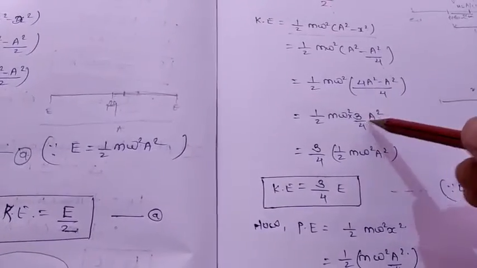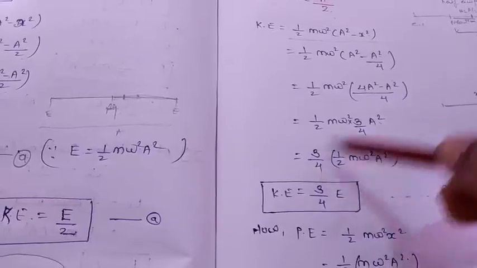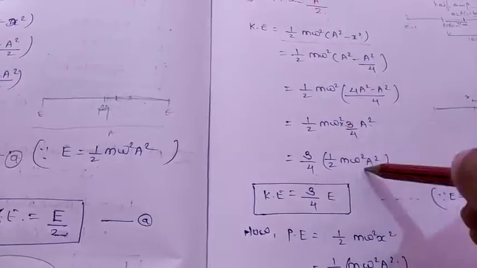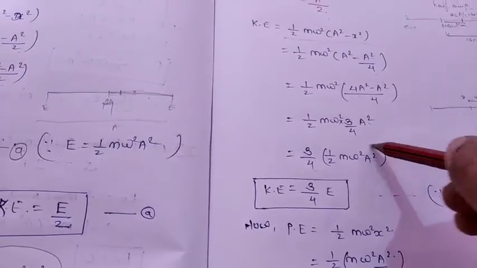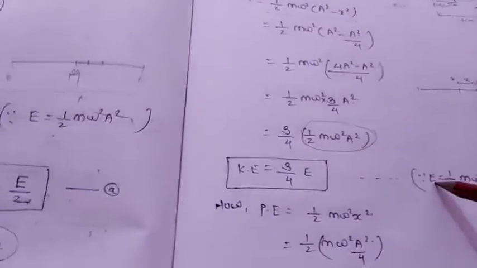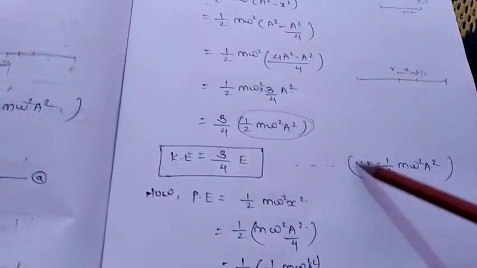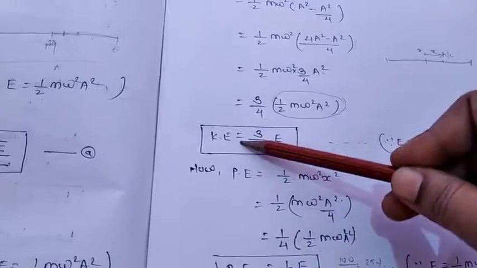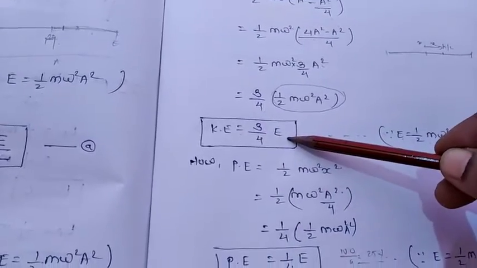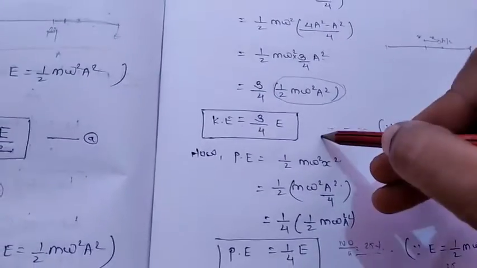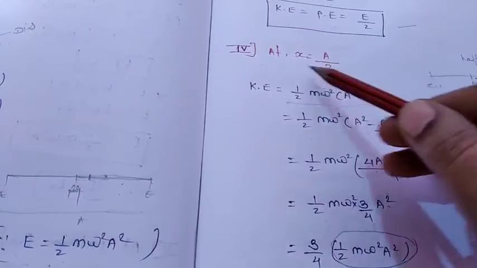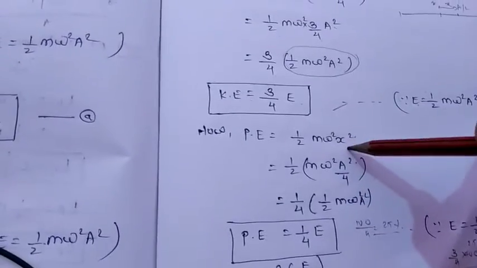So I'll take this 3 by 4 out of the bracket, and in the bracket I have 1 by 2 m omega square a square. So this value is again the total energy E. So E is equal to 1 by 2 m omega square a square. So kinetic energy is equal to 3 by 4 into E. So this is the value when x is equal to a by 2, that is, displacement is half of the amplitude. Then next we'll have the potential energy.